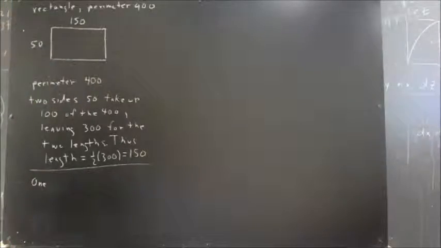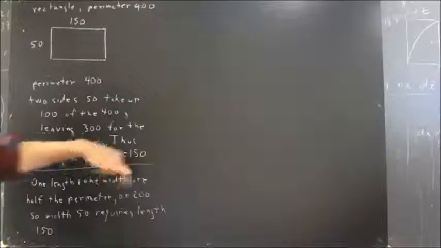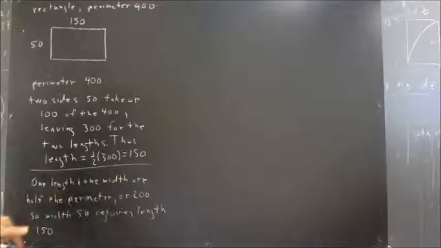Well, I'm going to write that out, but off camera. Okay, written it out. One length and one width are half the perimeter, and that adds up to 200, so a width of 50 leaves you 150 for the length.